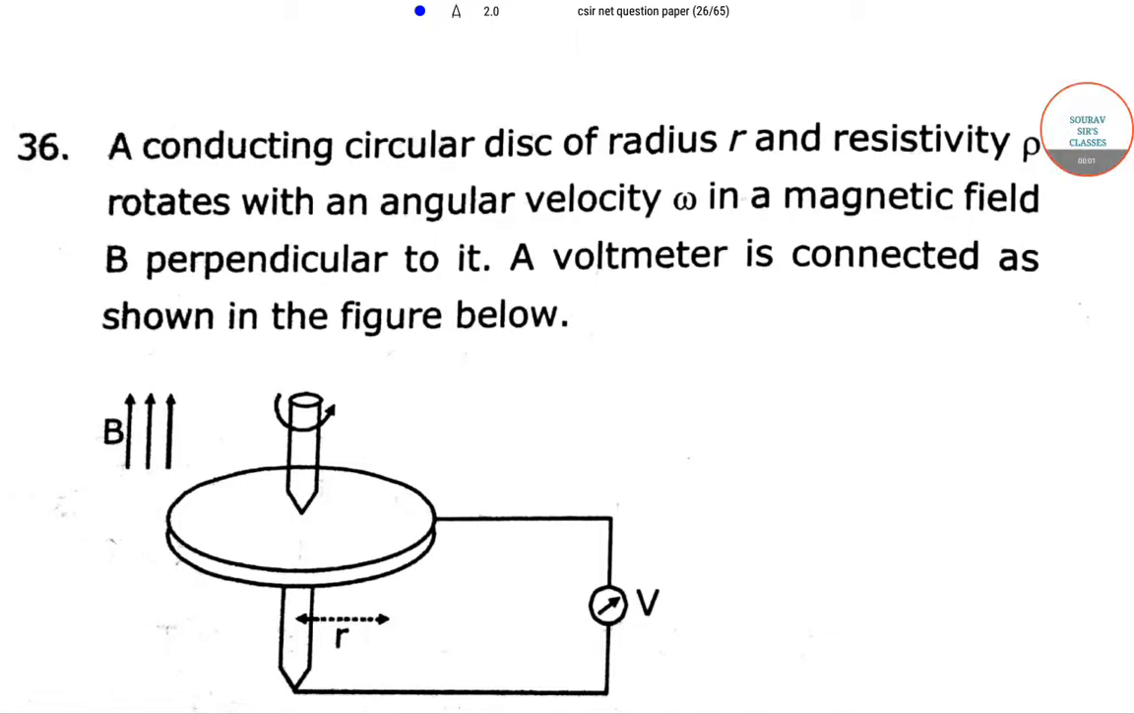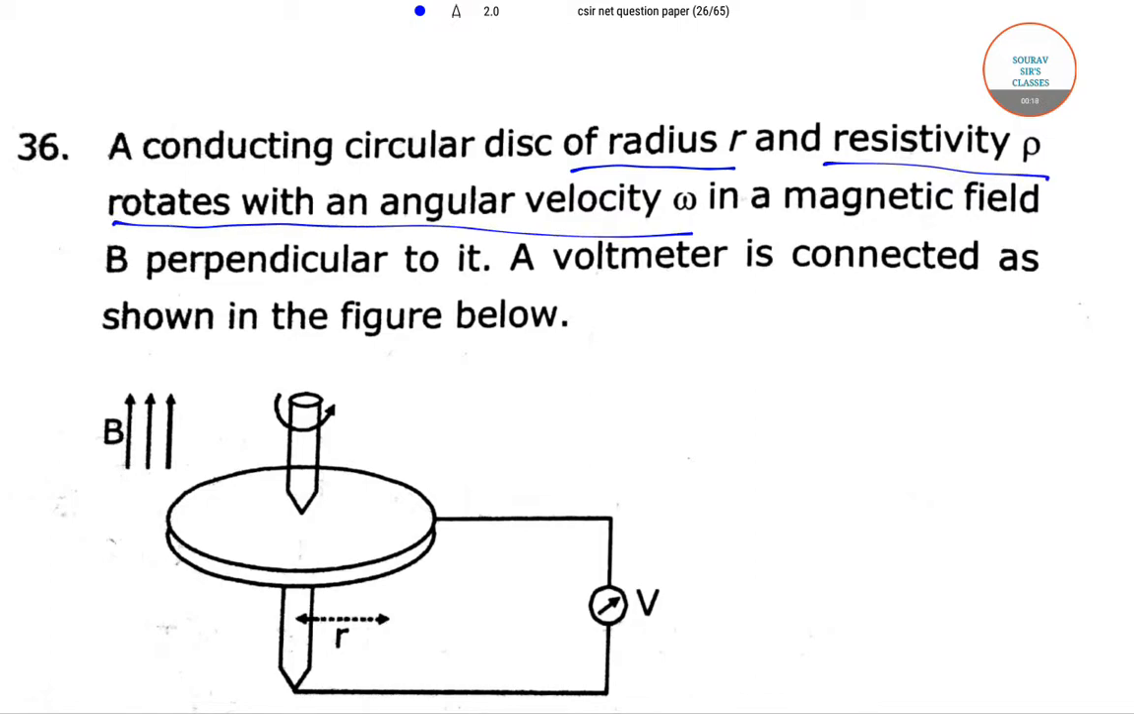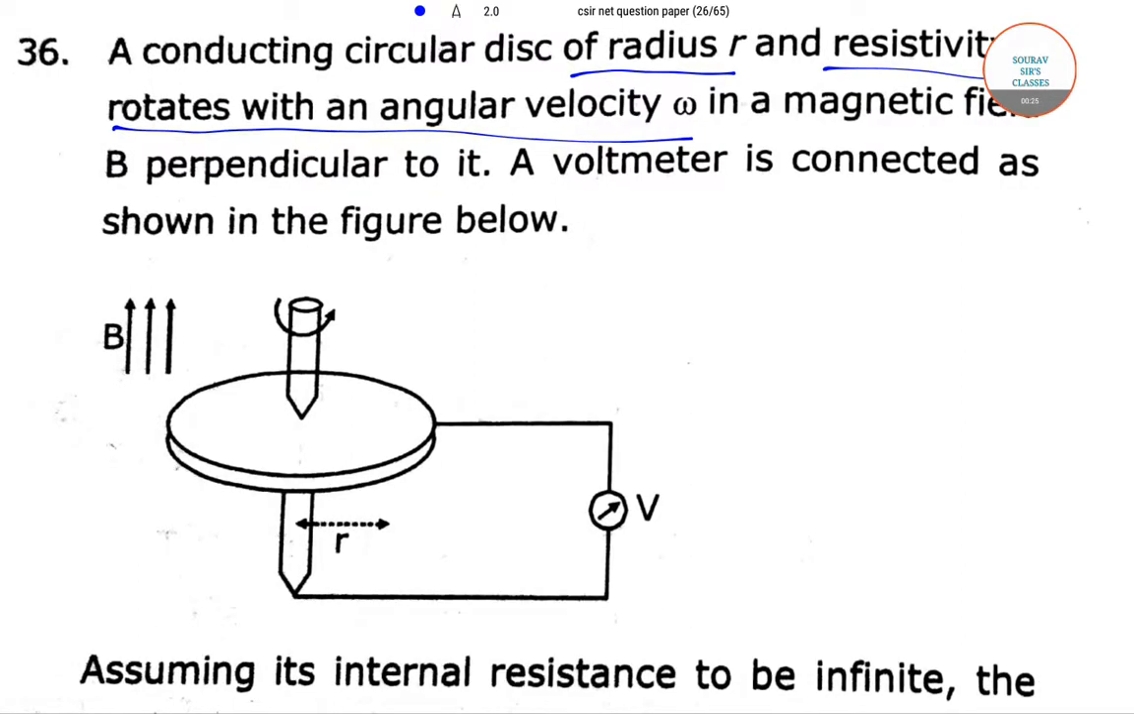Let us talk about the CSIR NET question paper. Here the question is: a conducting circular disc of radius r and resistivity rho rotates with an angular velocity omega in a magnetic field B perpendicular to it. A voltmeter is connected as shown in the figure.